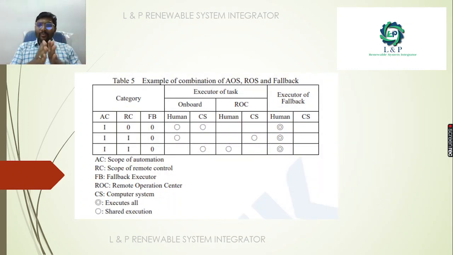So let us have an example of a combination of AOS, ROS, and a fallback. That is the scope of automation, scope of remote control and fallback executor. ROC here refers to remote operation control, and CS here refers to the computer system which executes all and shared execution.